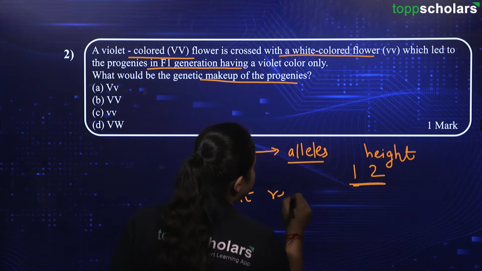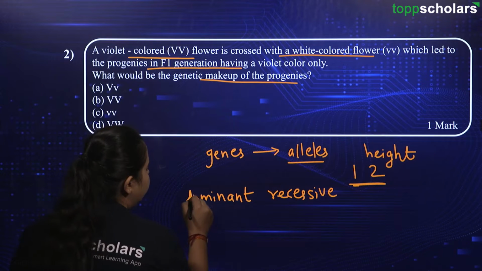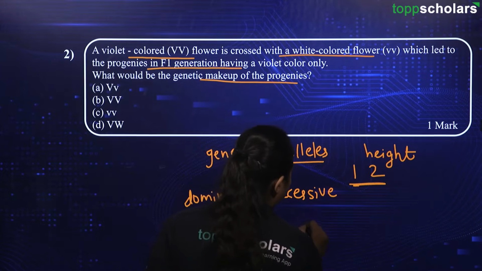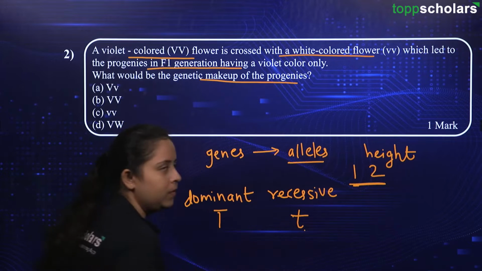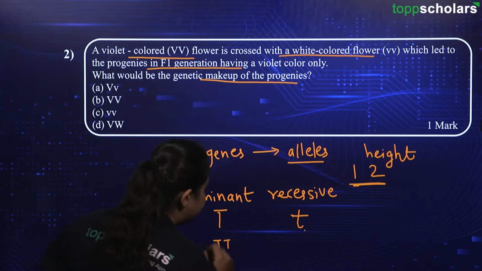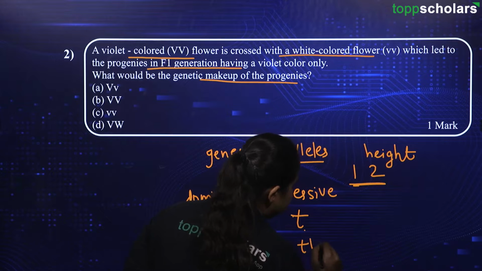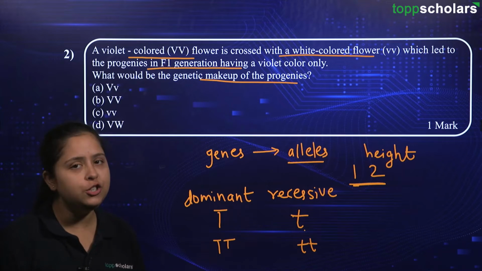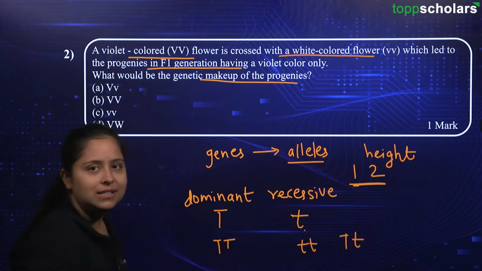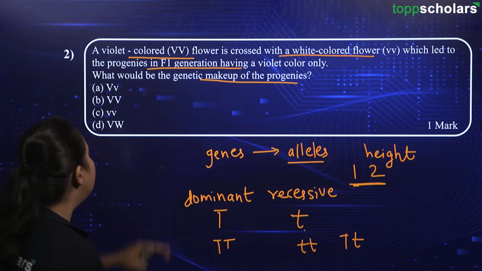Taking the example of tallness and dwarfness, we have the dominant allele which is represented by capital T, and then we have the recessive allele which is represented by small t. So if in my progeny of this plant I have the capital T combination, then I can say that the plant is tall. And over here, if it is having the small t combination, then the plant will be dwarf. What will be this combination? Try to answer.